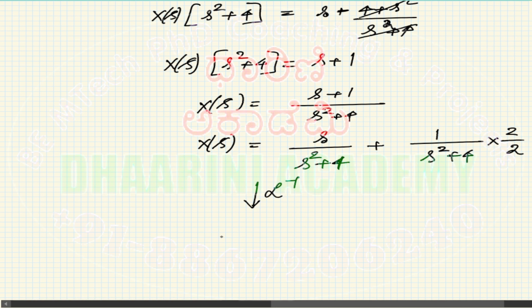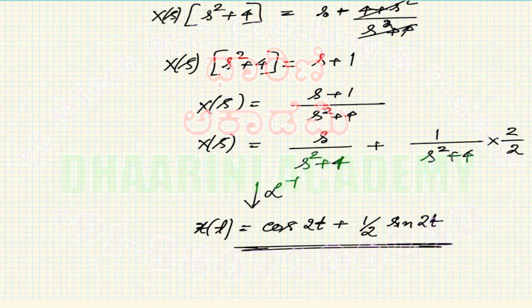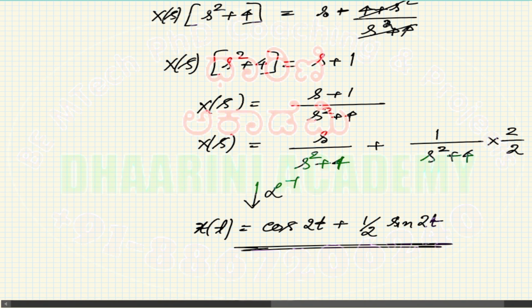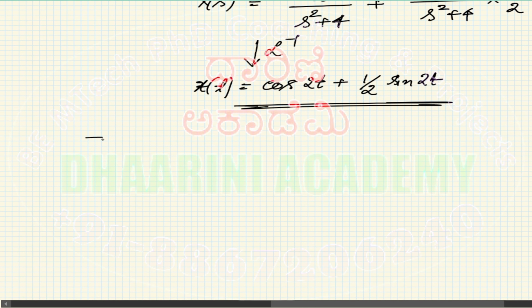So this is applying L inverse. X of t is, what's the first term? Cos 2t plus, there is a 1 by 2 into the 2 by s square plus 4, which is a sine function, sine 2t. So we got the x of t now. Apply any standard equation given, and convert this into the y of t. Please find this.